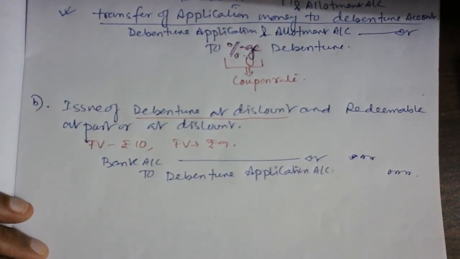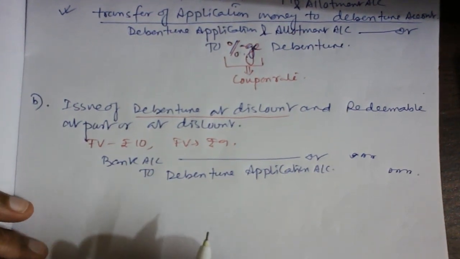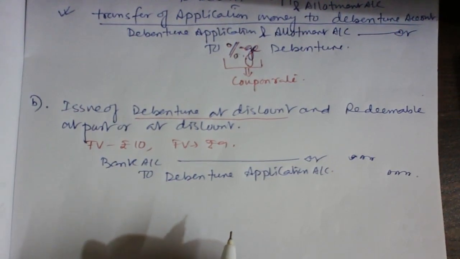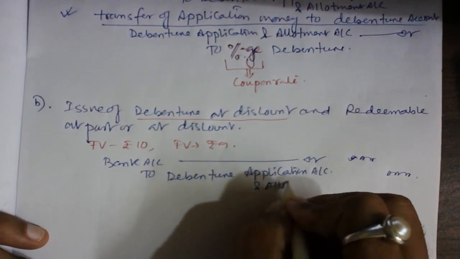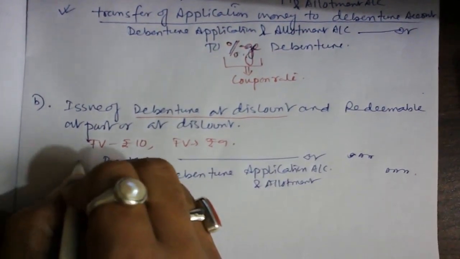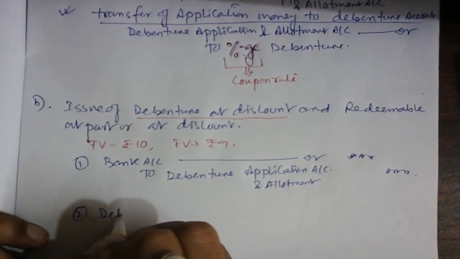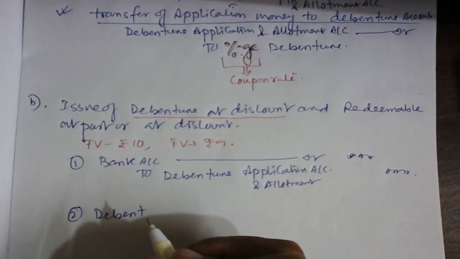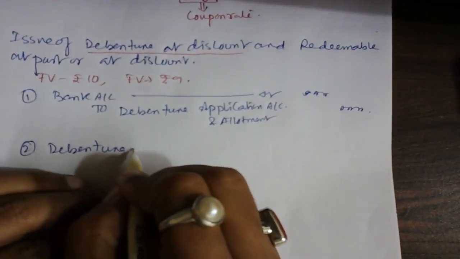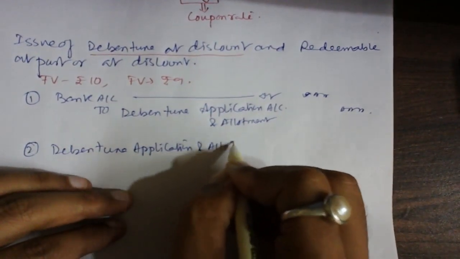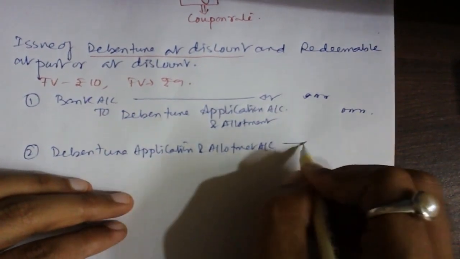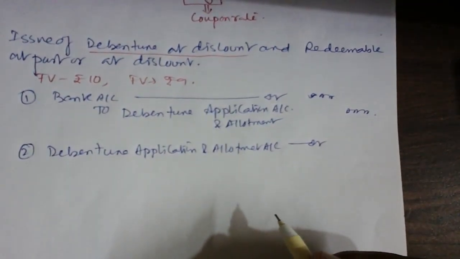But at the time of issue of debenture we have given them a discount. So what we need to do here, see, debenture application and allotment. Sorry, fix this a little. So can I write number 1, number 2? Here I just make a note of that. Debenture application and allotment account debit.